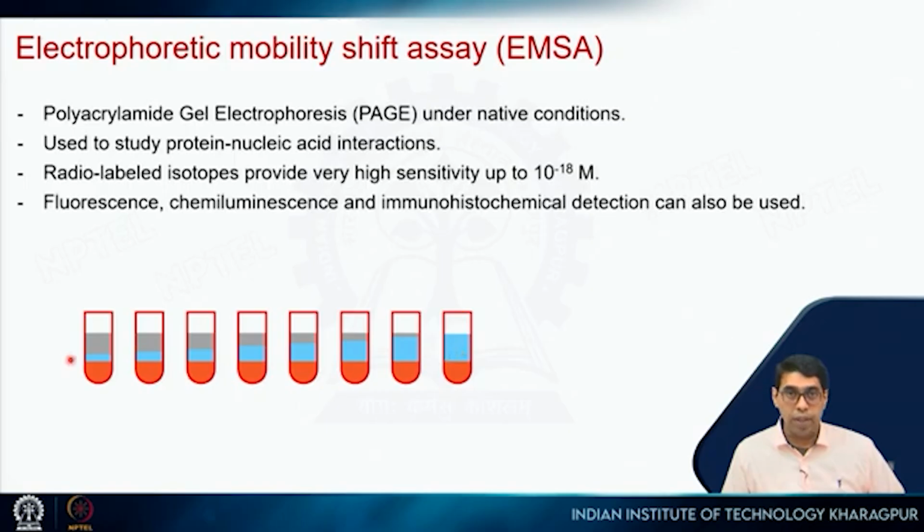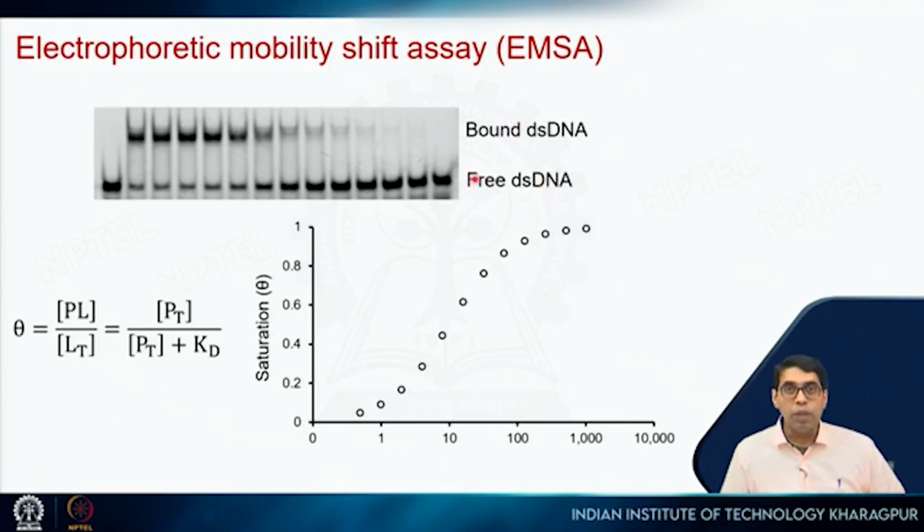That is your titration. And then there will be one tube where you will have only DNA and buffer made up to the same volume. And then you take these samples and load them onto a polyacrylamide gel, which is under native conditions. So you will not add any SDS or any other denaturant, and you will run it. Then you detect it. If it is a fluorescent tag, you use some instrument that can detect fluorescence, or if it's a radio label, then you detect that. So you will get an image like this.